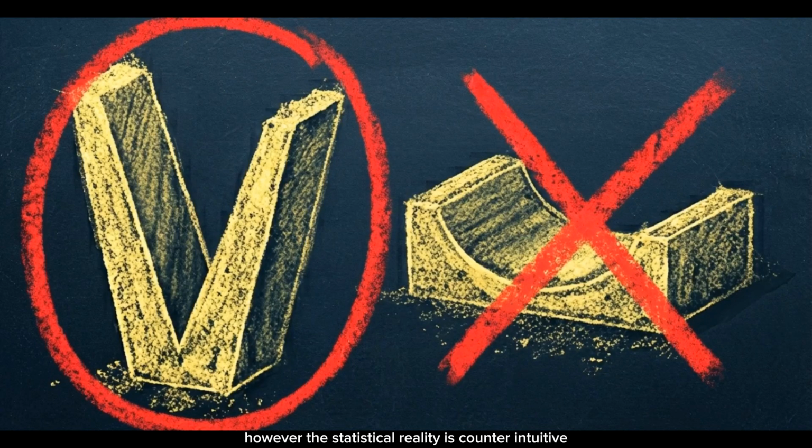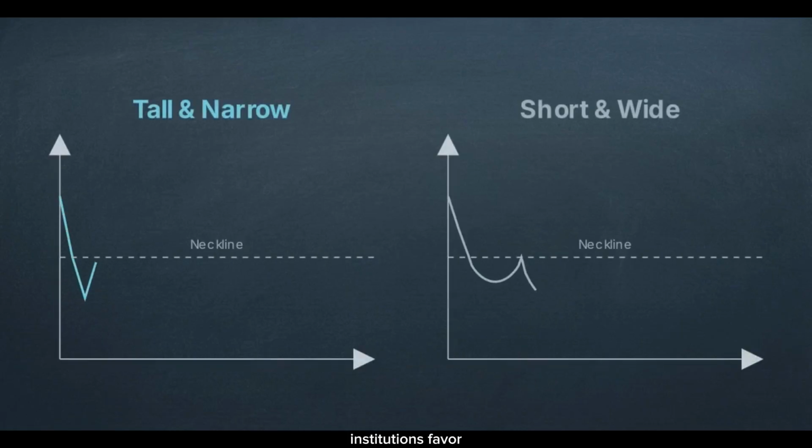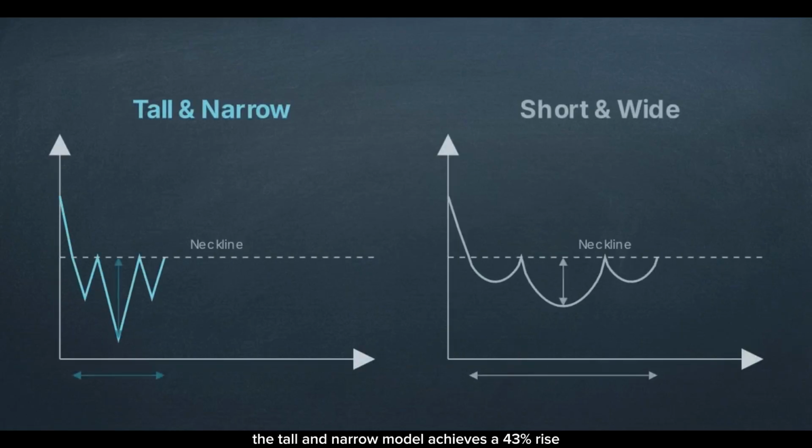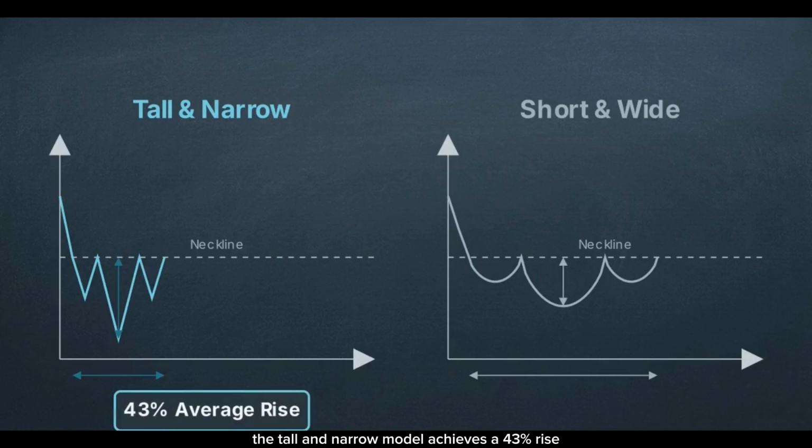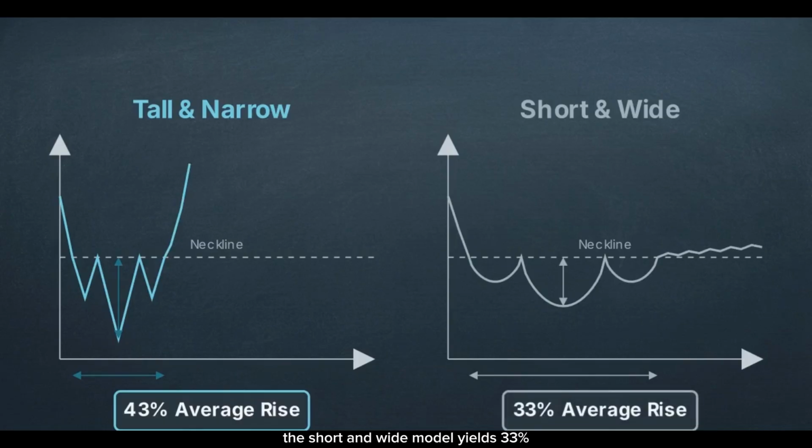However, the statistical reality is counterintuitive. Not all perfectly symmetrical head and shoulders bottoms perform equally well. Comparing dimensions reveals which shapes institutions favor. The tall and narrow model achieves a 43% rise. Its compressed lines reflect an aggressive battle resolving with explosive force. The short and wide model yields 33%.